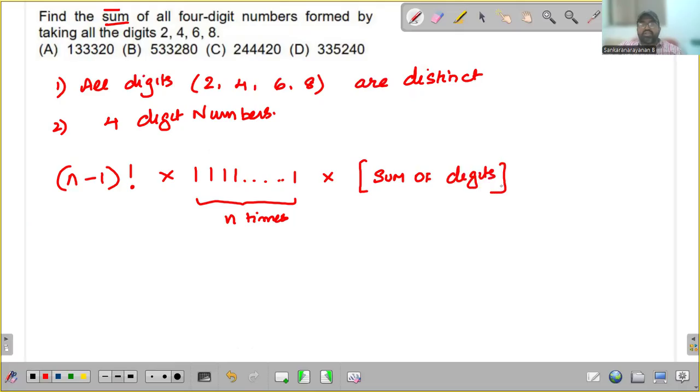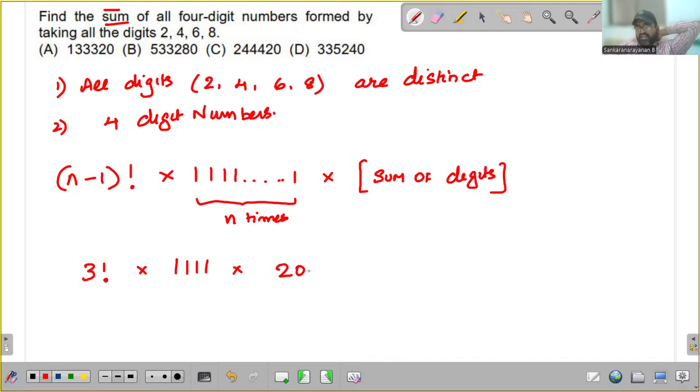In this case, you are dealing with forming 4-digit numbers. So n minus 1 factorial. 4-digit numbers, n is 4, 4 minus 1. The answer is something like 3 factorial into 1, 1, 1, 1 into the sum of the digits involved. 6 plus 4, it is 10. 8 plus 2, it is 10. 10 plus 10, the total will come as 20.